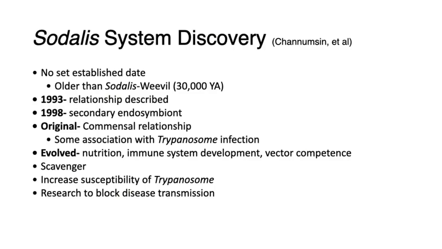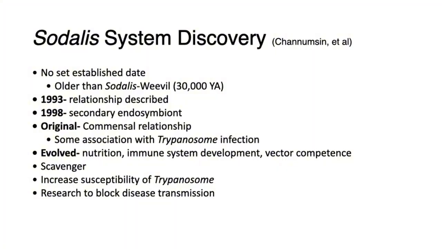Getting into system discovery, there's no set established date. I used as a reference point another system that Sodalis is in, the Sodalis weevil system. This system dates back to about 30,000 years ago. So my system is older than that, but it is younger than the Wigglesworthia and tsetse system. For Sodalis and tsetse, the relationship was described about 1993. They realized it was a secondary endosymbiont in 1998.